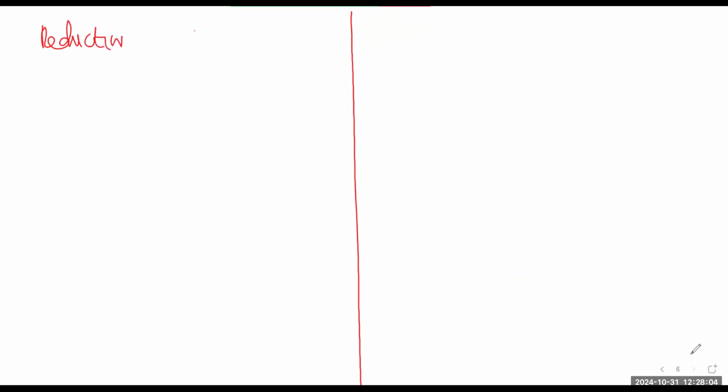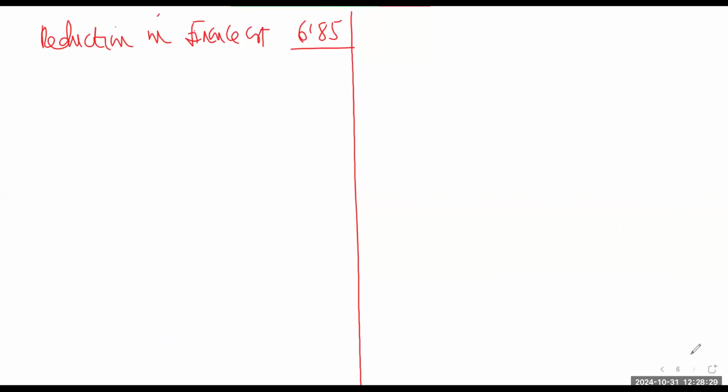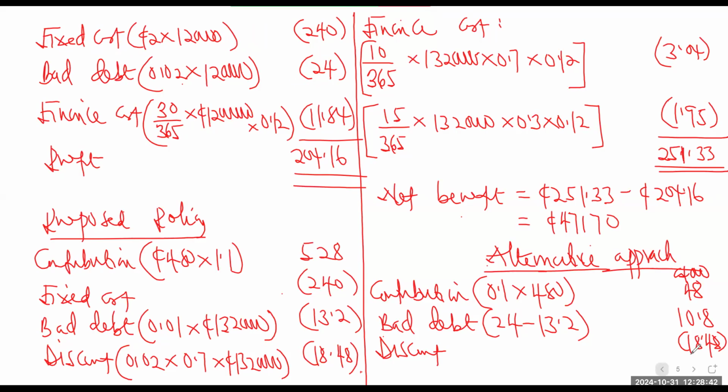That is also a benefit associated with the discounts, the reduction in finance costs, 6.85. So what you do now is you add all of this. That is the benefit associated with the discount. 48 plus 10.8 minus 18.48. Then you add the 6.85. It gives something like 47 point 17. So you can do it very simple like this.